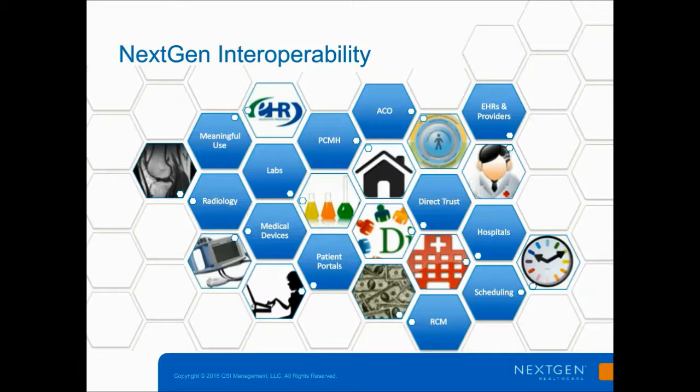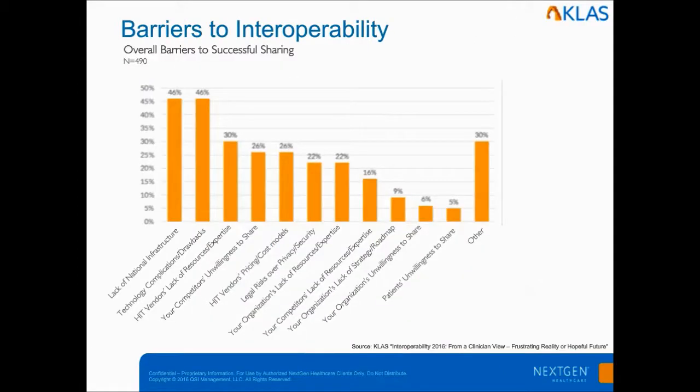And when class asked physicians in their most recent survey what is the barrier to successful data sharing, the number one answer, and this is a 2016 report recently issued, was that there's really a lack of a national infrastructure. So most providers, when asked why aren't you sharing data today, point to a lack of a national infrastructure. And tied with that is technology complications and drawbacks to that technology.